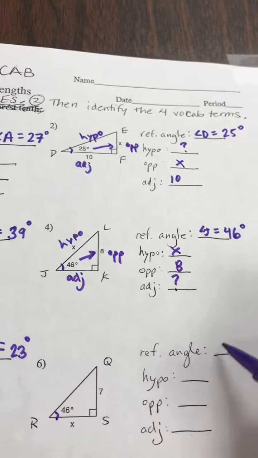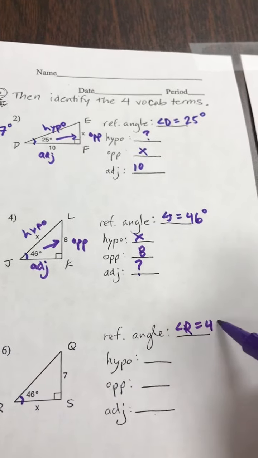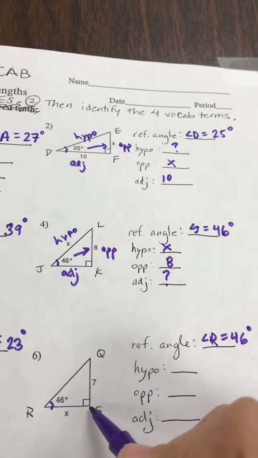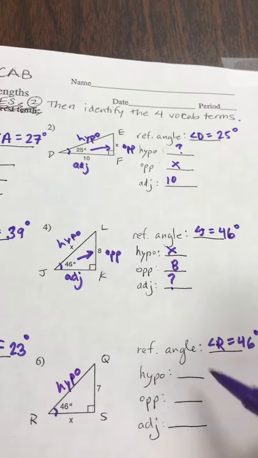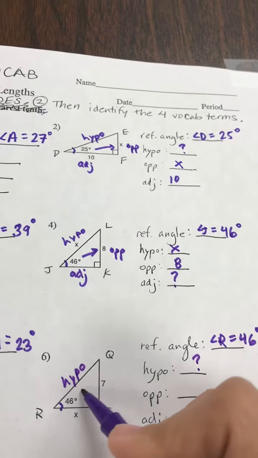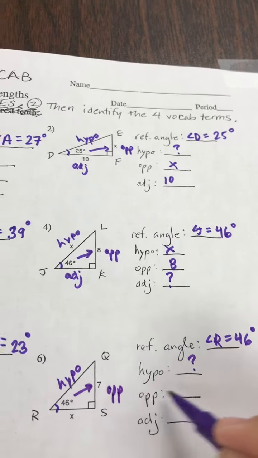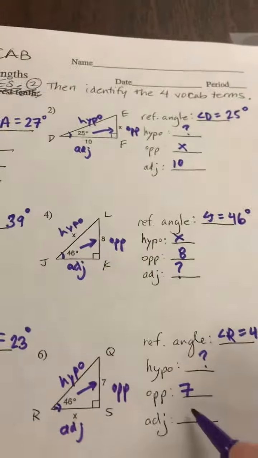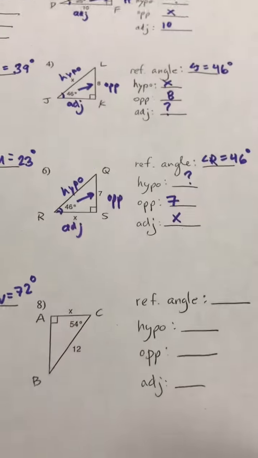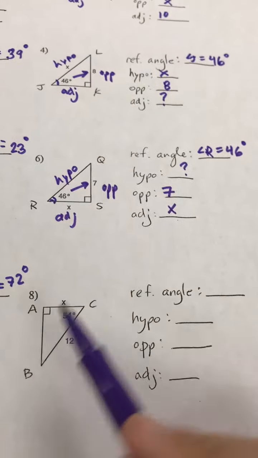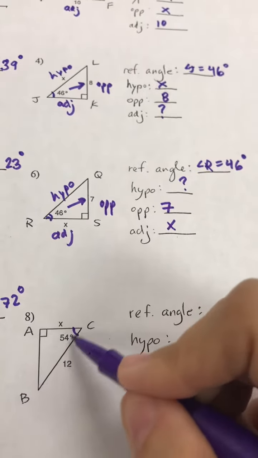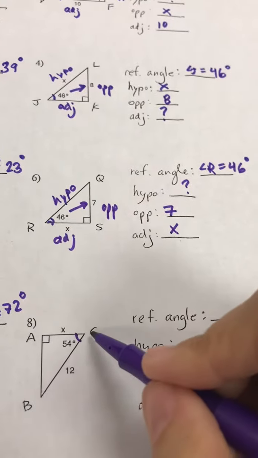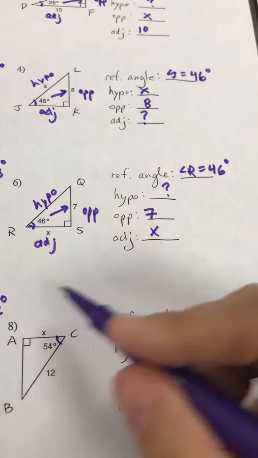Okay. Reference angle is R, 46 degrees. Hypotenuse, nothing. Opposite, the number 7, and then adjacent, oh, my lights went out, sorry guys, is X. Looks like this one's a little different. My reference angle now is up here at the top, so that's okay. They just spun it around.